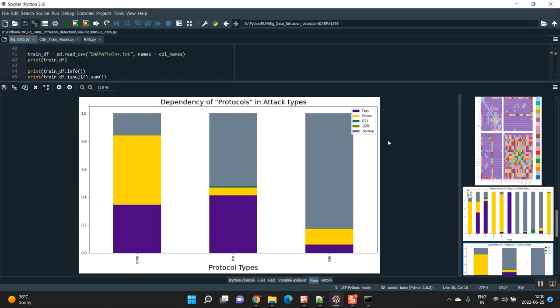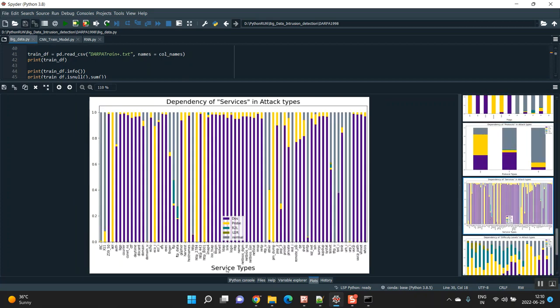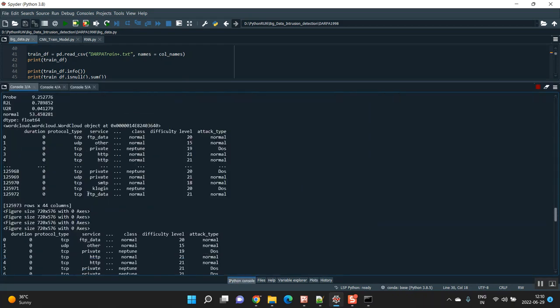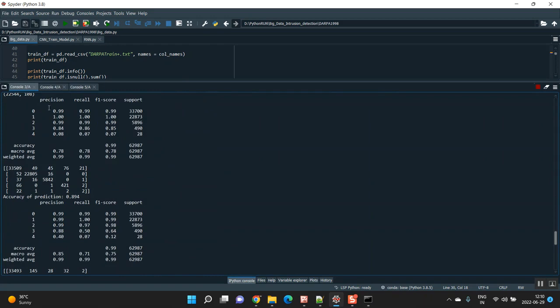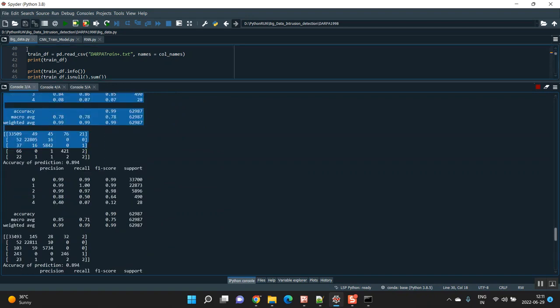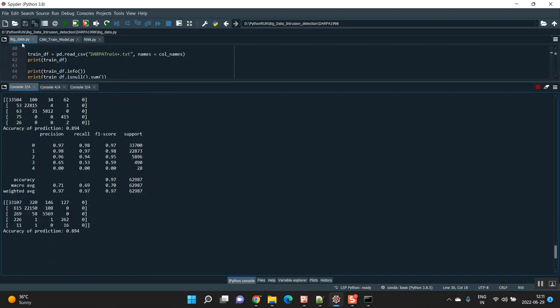Based on these protocols, we are segregating how much DOS attack, prob attack, R2L, U2R and normal there is. On the same basis, here also are the service types available in the data set. Based on that, we see DOS, prob, R2L, U2R and normal, and how much percentage. So we are calculating the complete flow which you had informed me. And here you may also see the accuracy, precision, recall and F measure values for logistic regression, random forest, SVM, as well as decision tree. These four types were processed here by using big data processing.